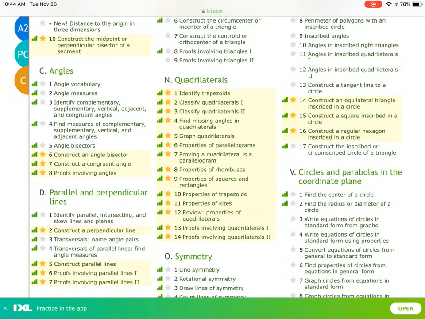All right, these are the sample solutions for Section N quadrilaterals for the IXL homework.